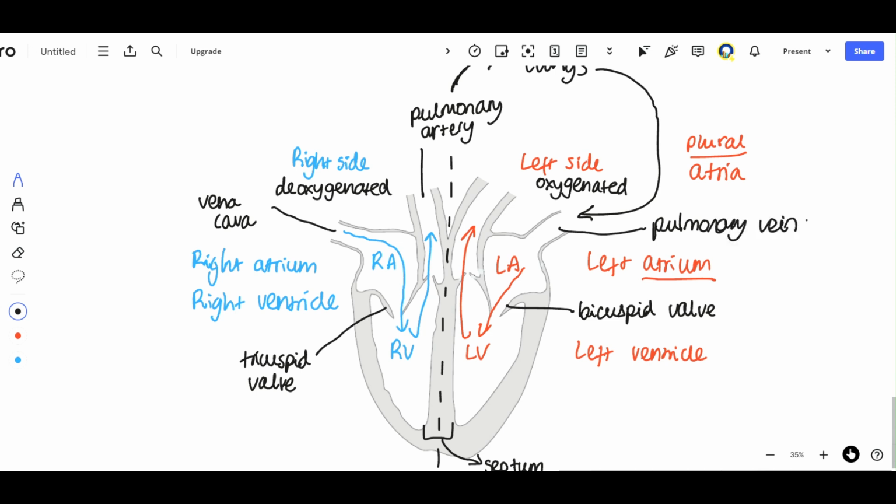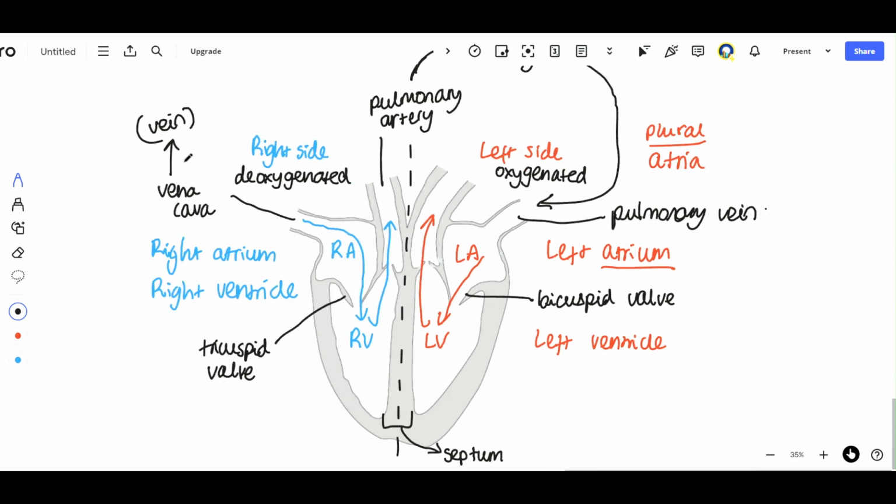vein. So vena cava is also a type of vein, right? This one is called vena cava, but it is also a type of vein, just so you know. And this one is just the name that it is, so it is pulmonary vein, so you will know that it is a vein. And then blood fills up the left atrium.